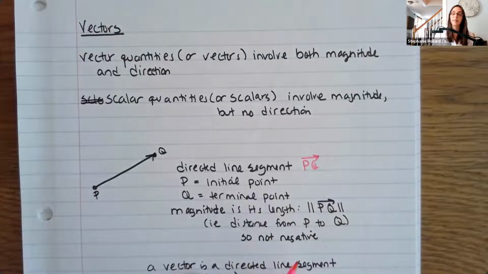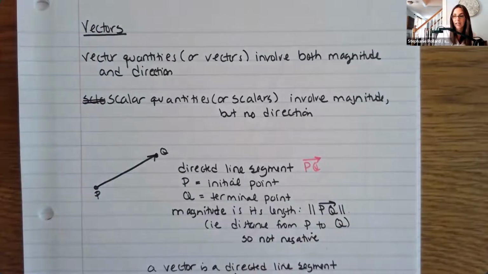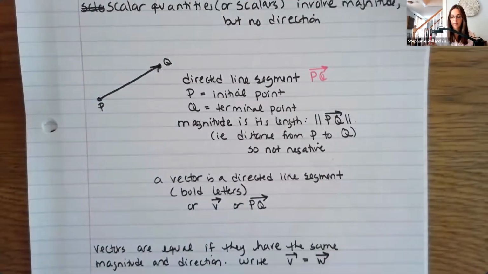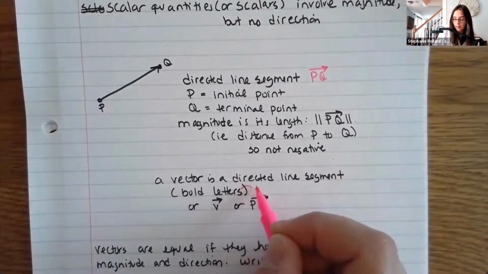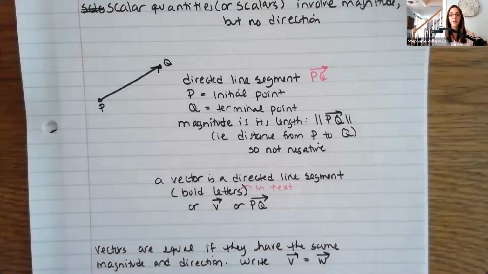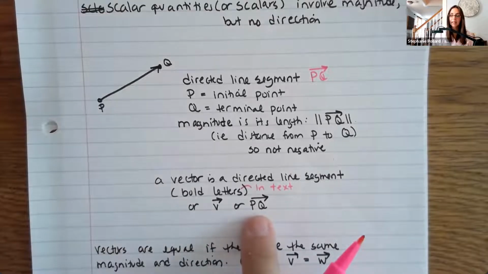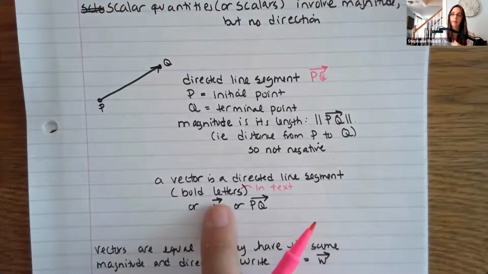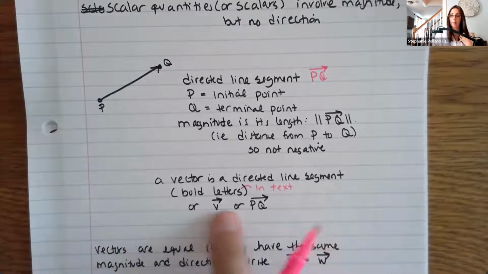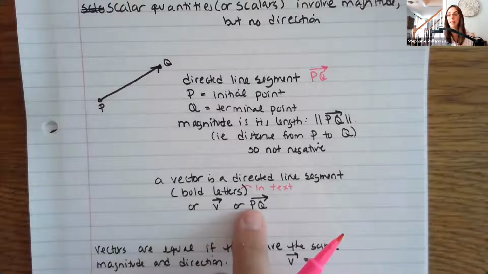Now, this is the same idea as a vector. So a vector is just a directed line segment. In your text, you will typically see bold letters in a textbook. So they may just say vector V and just bold the V. Or they could use notation like this. When I'm writing it, we typically put that little arrow above it because I can't bold when I'm writing. So you'll notice that when I'm writing, I'm going to try to use those arrows up above just to remind us that we're looking at vectors.